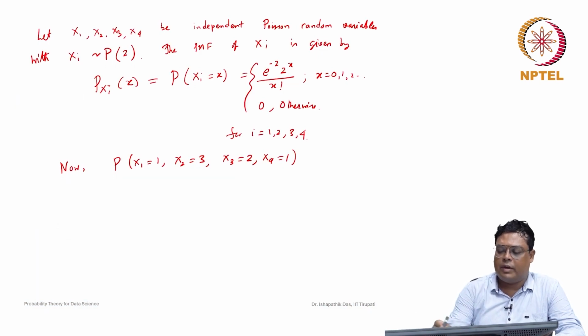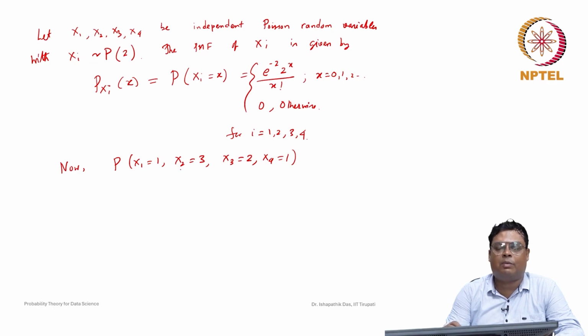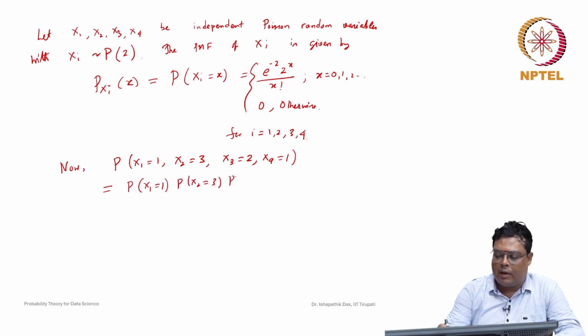Now how can we find this? We can find this value if we know the joint probability mass function, but we don't know it. We have the information that x1, x2, x3, x4 are independent Poisson random variables, so from the marginals we can find the joint. Because they are independent, this is nothing but the probability that x1 is equal to 1, times the probability that x2 is equal to 3, times the probability that x3 is equal to 2, times the probability that x4 is equal to 1. So we can write the product of their marginal probability mass functions.